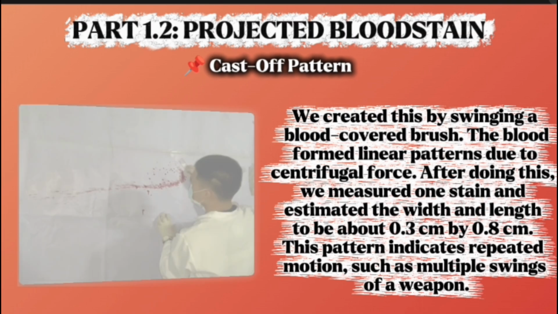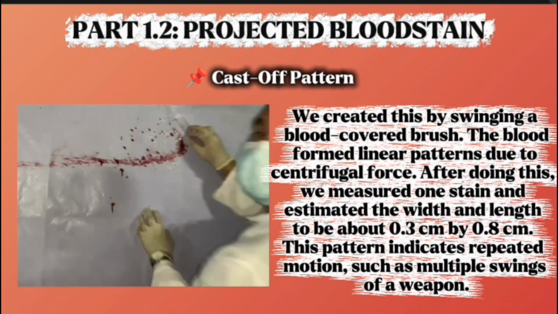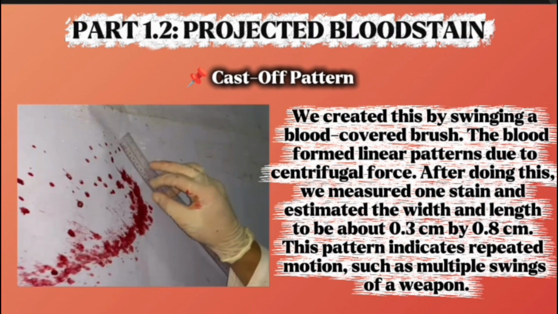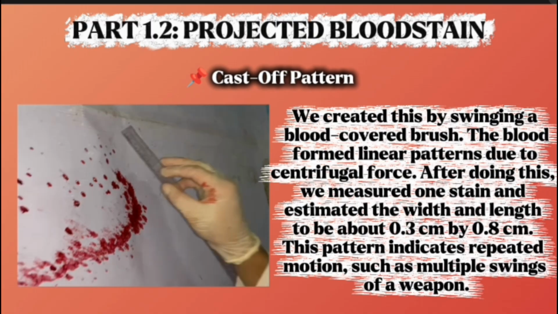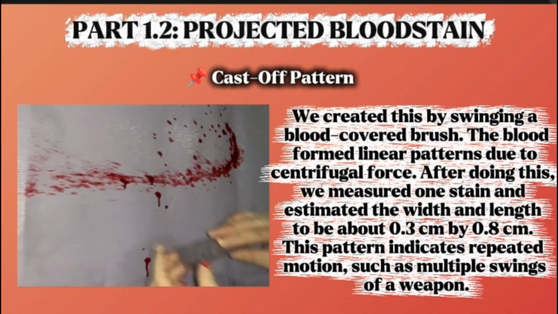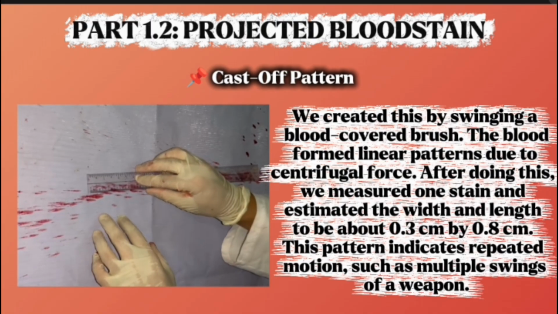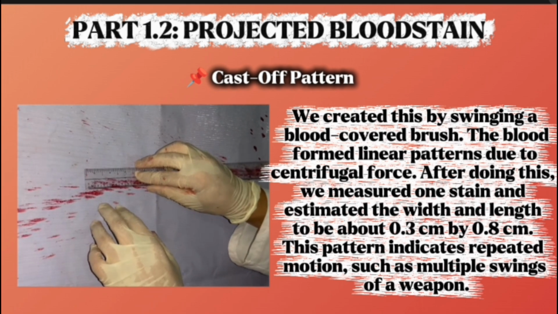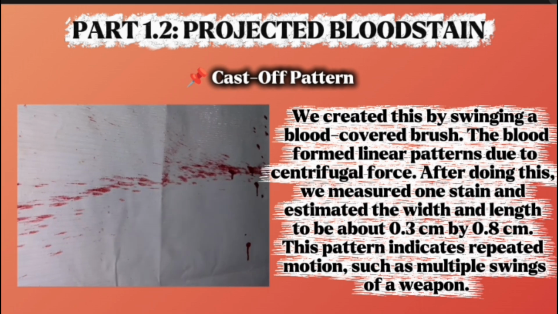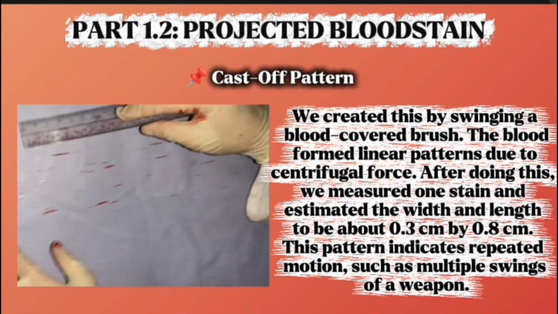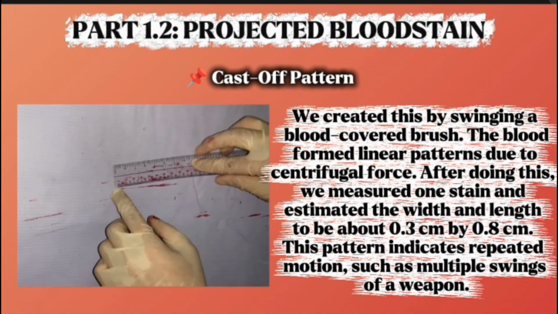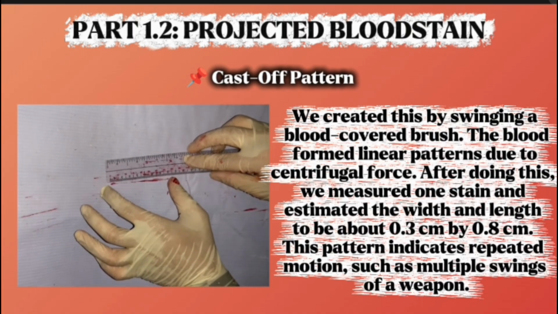Cast-off pattern. We created this by swinging a blood-covered brush. The blood formed linear patterns due to centrifugal force. After doing this, we measured one stain and estimated the width and length to be about 0.3 cm and 0.8 cm. This pattern indicates repeated motion such as multiple swings of a weapon.